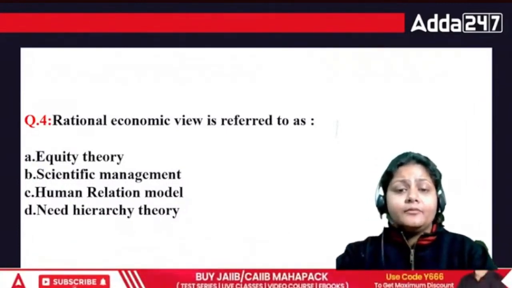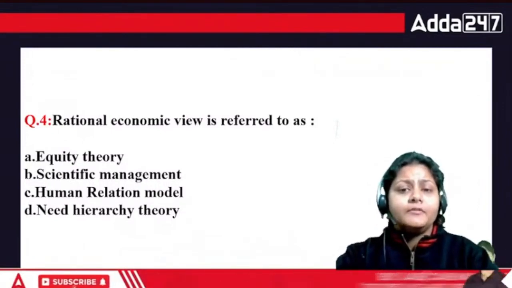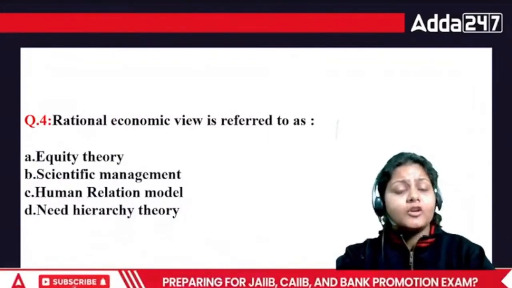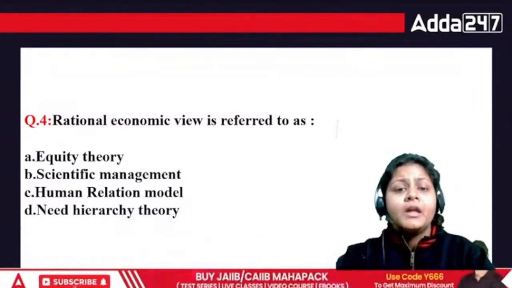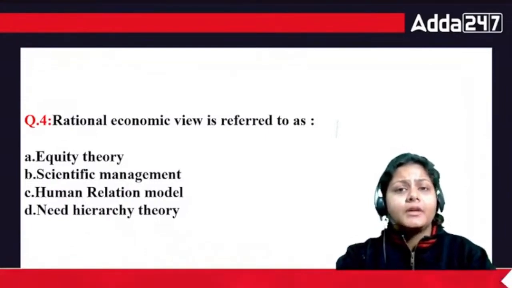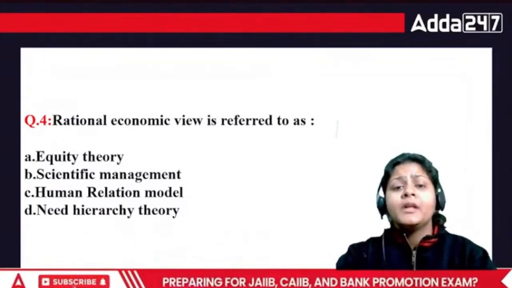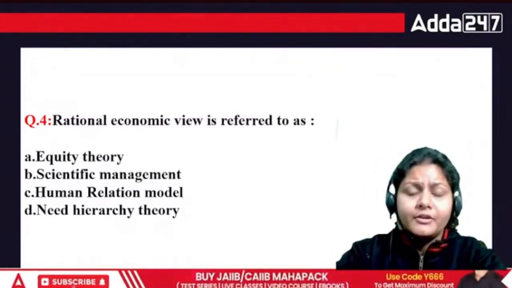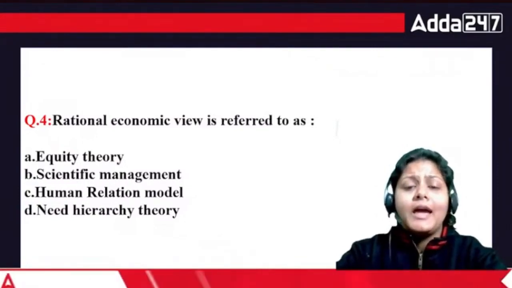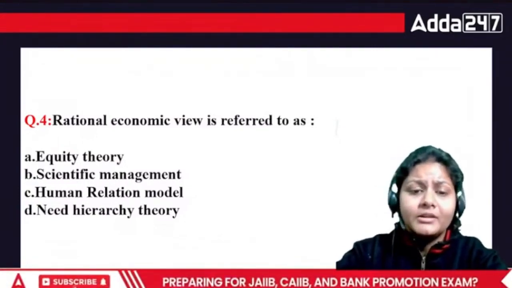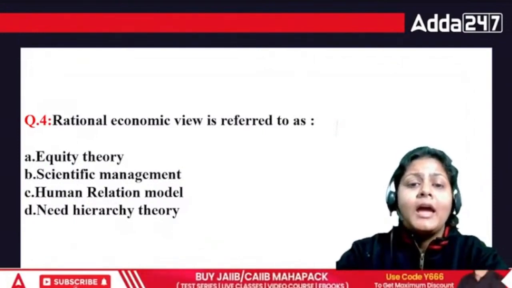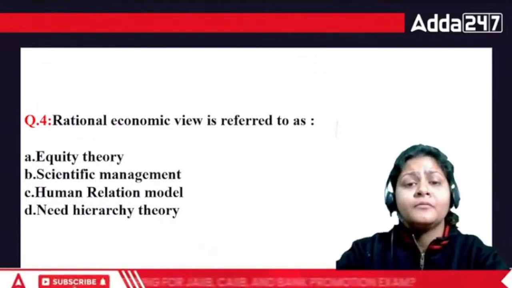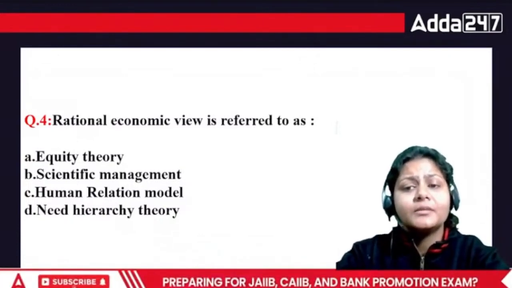When we are talking about the rational economic view, that is given by F.W. Taylor. We call it scientific management, and we also call it the rebel hypothesis. So what is the rebel hypothesis, and what is the meaning of the scientific management view? Rational economic view, that is scientific management. What is the meaning of this?